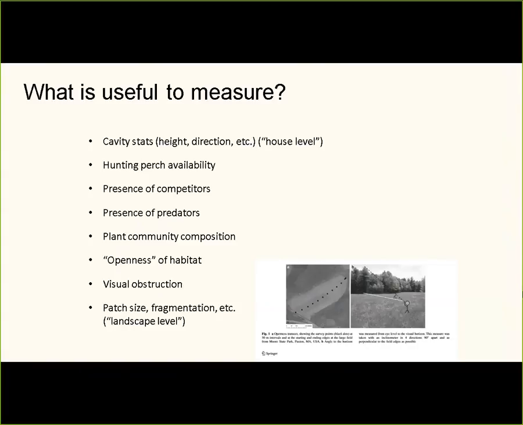So the question becomes, if we're going to figure out what kestrel habitat is so we can protect it, create more of it, put up boxes in places that make sense, what is useful to measure about the habitat? So here's some things that might matter according to scientific literature done on kestrels and on other birds. Maybe things about the cavity itself, the house level, that lowest level that we were just talking about. So how high is the cavity? That makes it safer from predators.